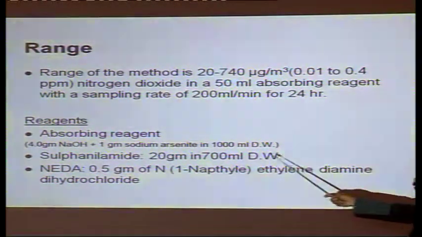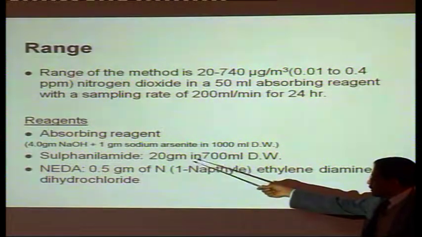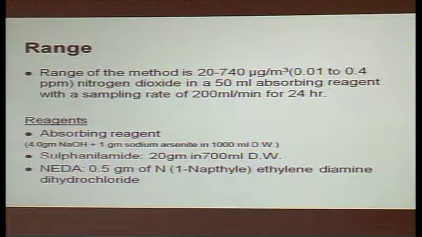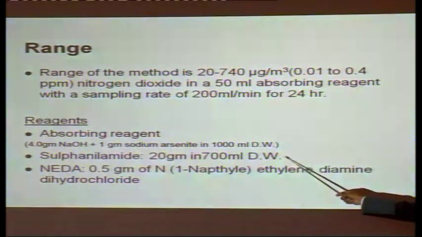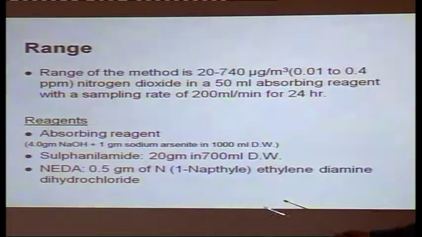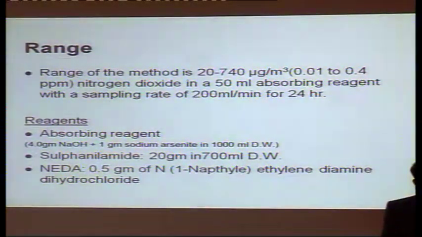The absorbing solution required is 4 gram NaOH and 1 gram sodium arsenite in 1000 ml distilled water. For sulfanilamide, you have to dissolve 20 grams in 700 ml distilled water. It is not mandatory to prepare these standards in full. You check how many samples you are going to monitor in a month, or 2 months or 3 months, because certain chemicals have a shelf life. Certain chemicals have to be kept in the refrigerator for 15 days, or 2 months or 3 months. So you prepare only that quantity of standards, do not waste chemicals.